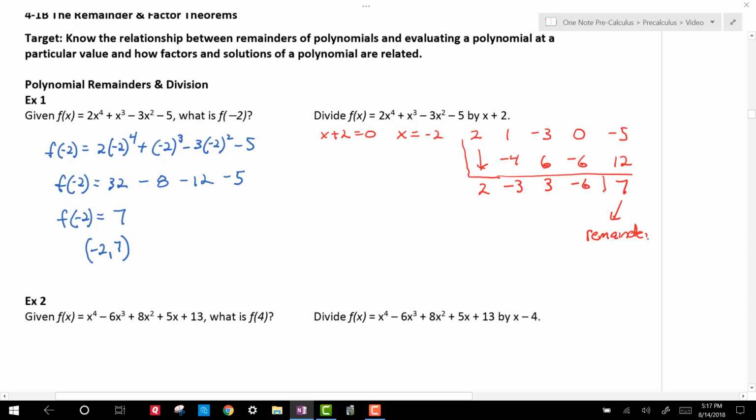Remainder of 7. Now, if you look at what I just did there, the 7 remainder that I got is exactly the same as the answer that I got in the first part over here on the left. So what we're saying is that f of -2 is equal to 7, which is equal to the remainder in synthetic division.